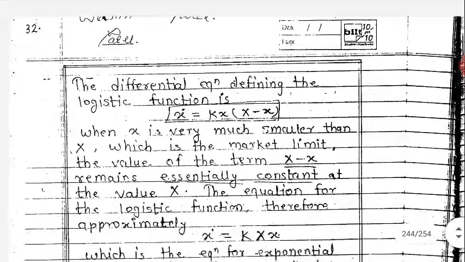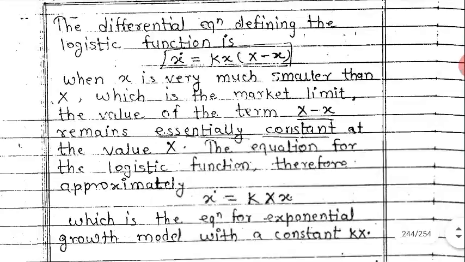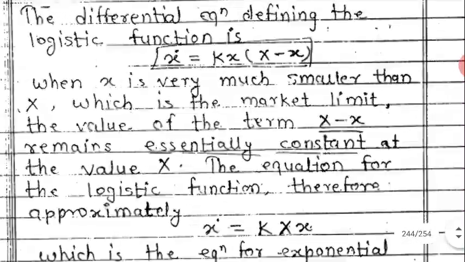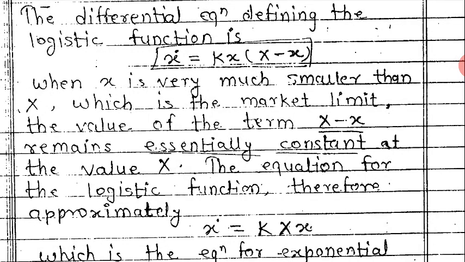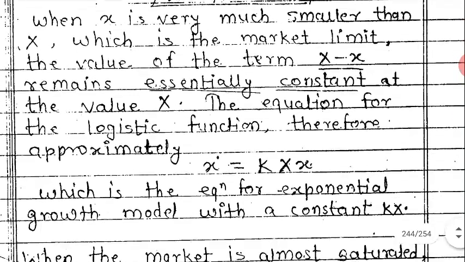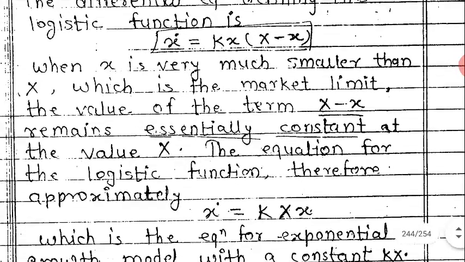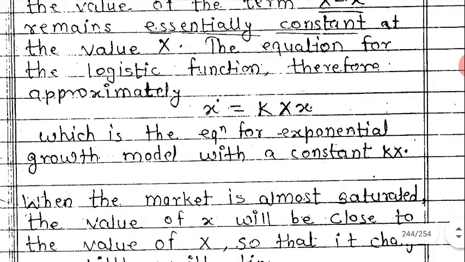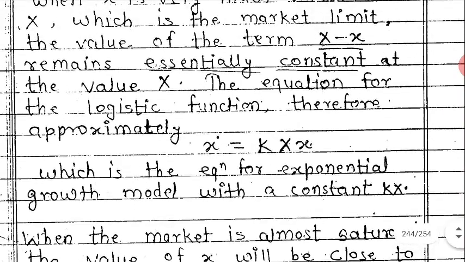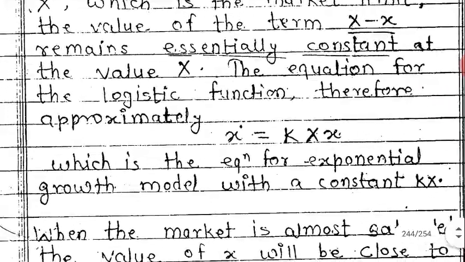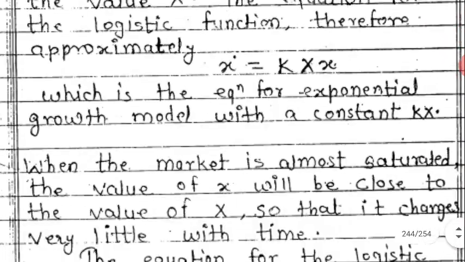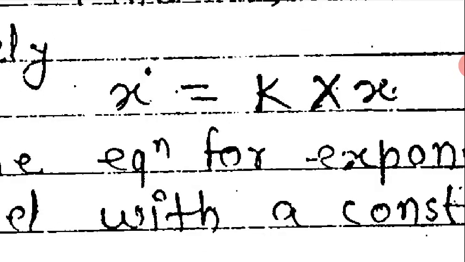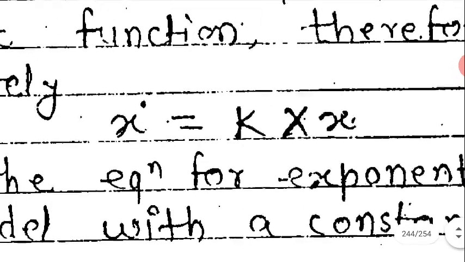Here we can see the equation, in the form of a differential equation, which defines the logistic curve, is x dot equals kx into (capital X minus x), where x is very much smaller than capital X, which is the market limit. The value of the term (capital X minus x) remains essentially constant, so that we can treat the value of small x as negligible compared to capital X.